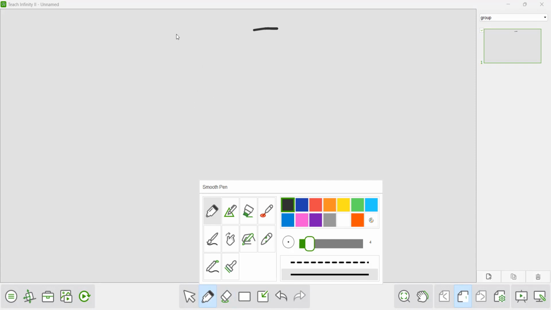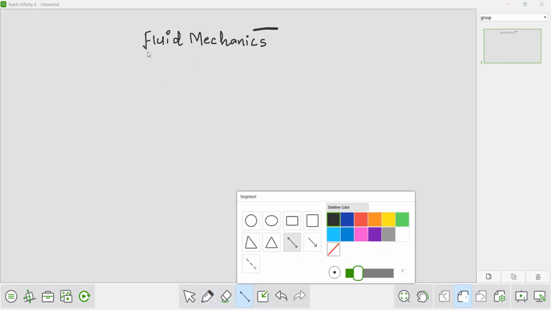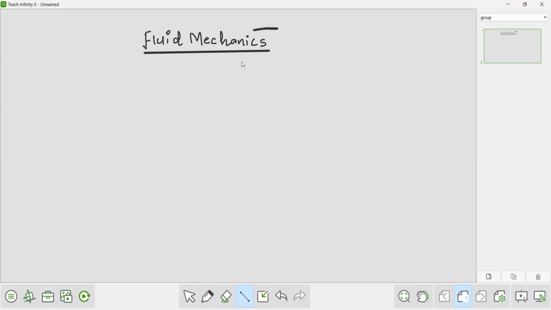Today we are going to start a new civil engineering subject, that is fluid mechanics. In fluid mechanics, we are going to deal with the basic concepts of fluid mechanics. This is just an introduction lecture.